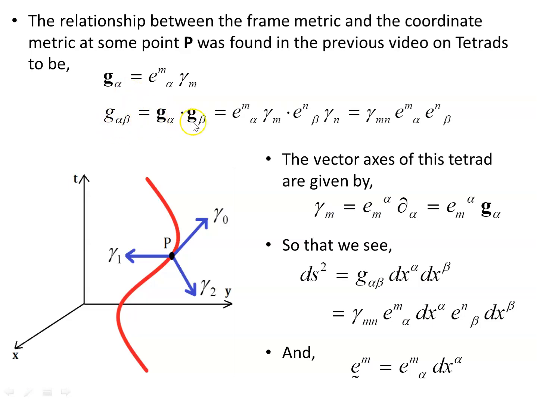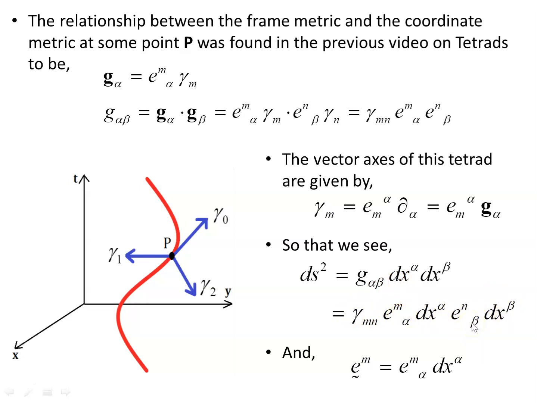And that is G alpha dot G beta is this object dotted with itself, which gives us this. So we have our frame metric, and then we have these components here, which we've seen to be the components of our null tetrad vectors. So the vector axes of this tetrad are given by gamma m is this object here, that's the index in the lower place. And we see that the line element, ds squared, is this object here, which we can then write out as gamma mn, this object, times this object here.